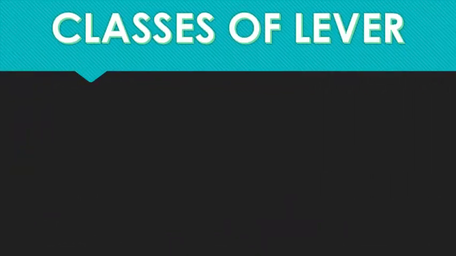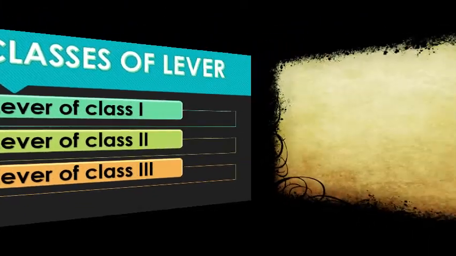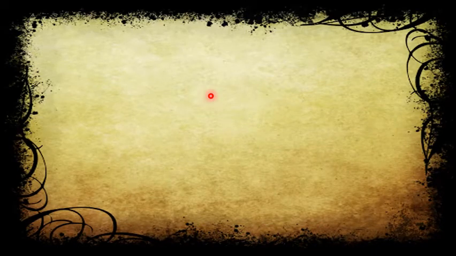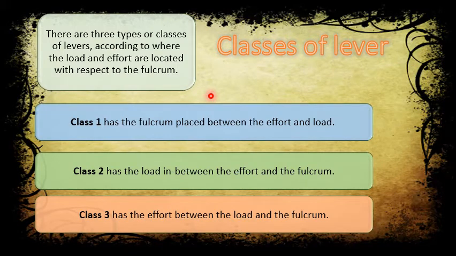As I told you, we have classified the lever into three main classes. The particular names are not given. We just call them lever of class 1, lever of class 2, and lever of class 3. What is important in these classes? We need to see the position of fulcrum, load, and effort. As I told you, classes of lever are basically made according to load, fulcrum, and effort.